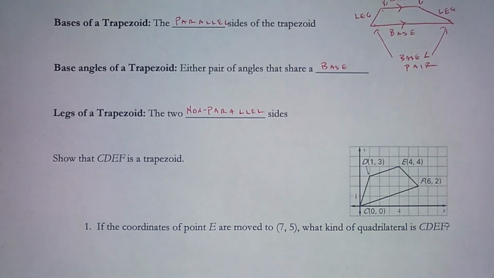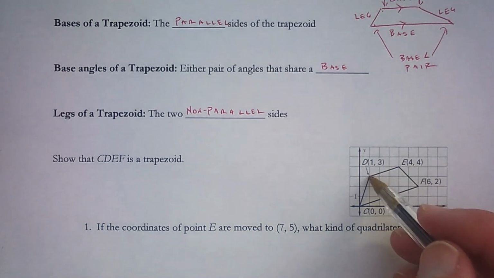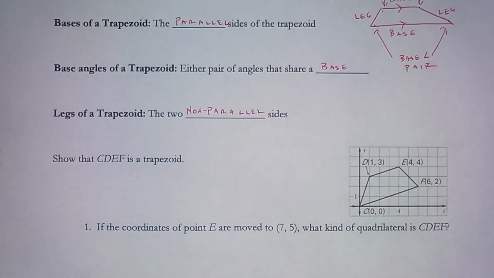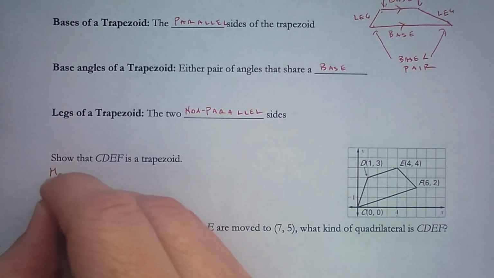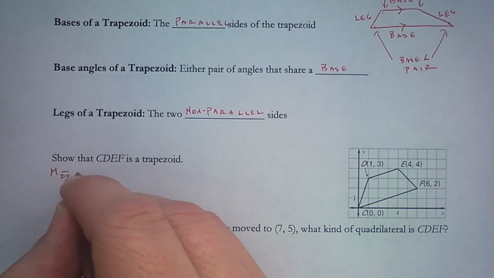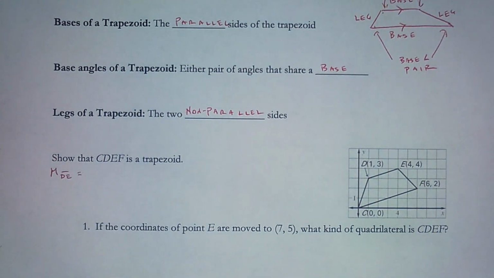With that information in mind, we want to show that CDEF is a trapezoid. If this is going to be a trapezoid, there's one pair of parallel sides, which will have the same slope, and the other sides will have different slopes. It looks like DE and CF will be the parallel sides, so let's find their slopes. The slope of segment DE, slope is rise over run, that's change in y over change in x.